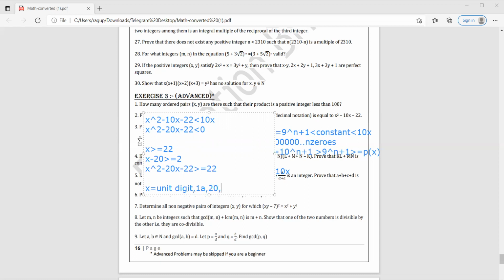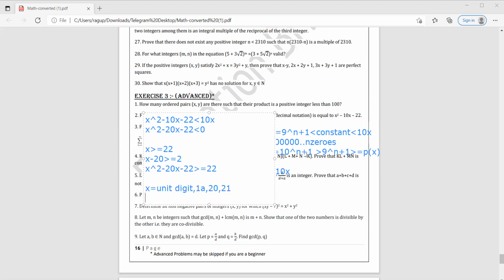So x can be a unit digit, it can be of the form 1a, or it can be 20, 21. So if we check for 20 and 21, then we'll get 400 minus 200, 200 minus 22, 178, and the product of digits has to be 0. It's a contradiction. Now if you check for 21, then you will get 441 minus 210, 231, 231 minus 22, 209. So this is again a contradiction.